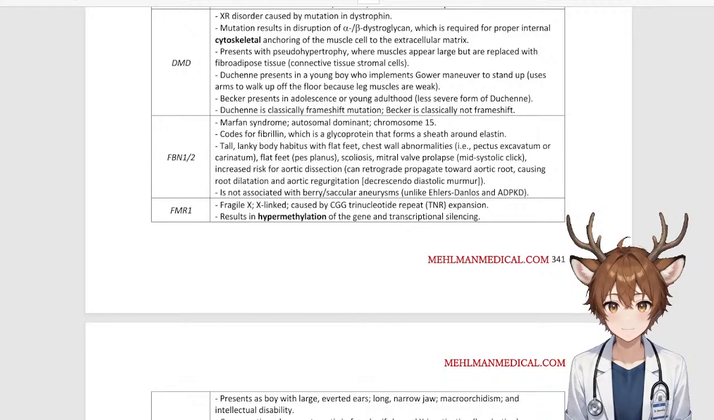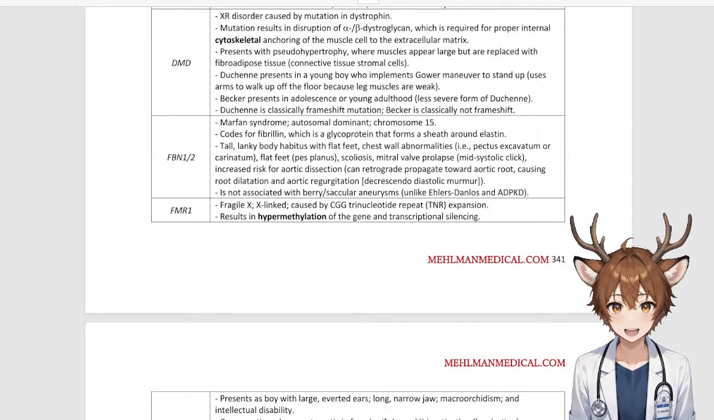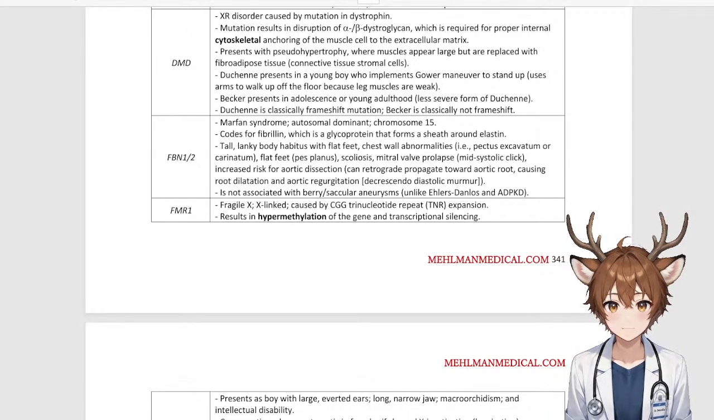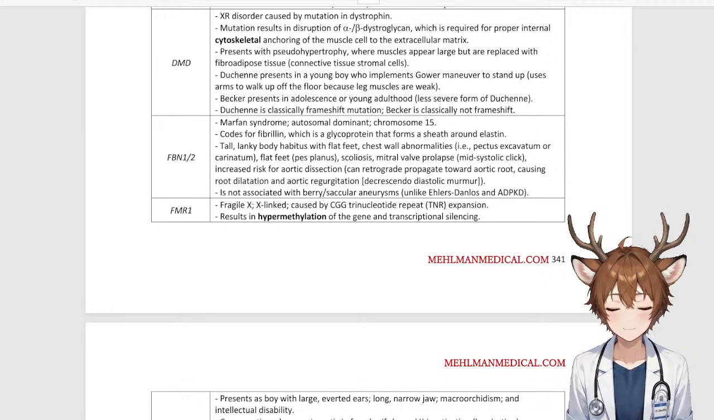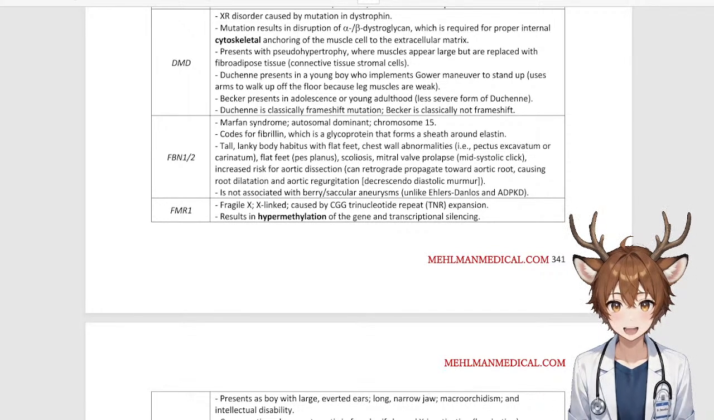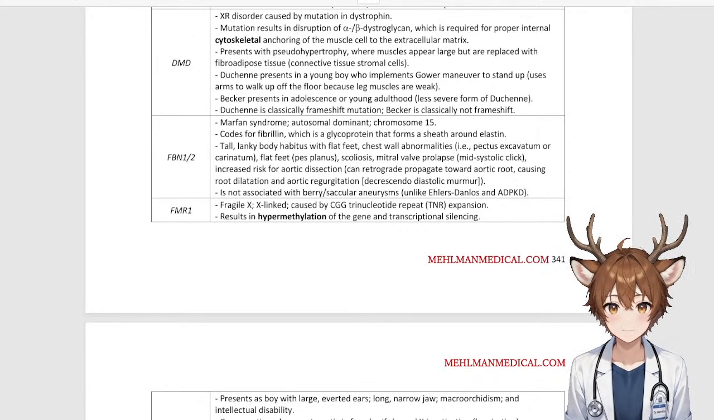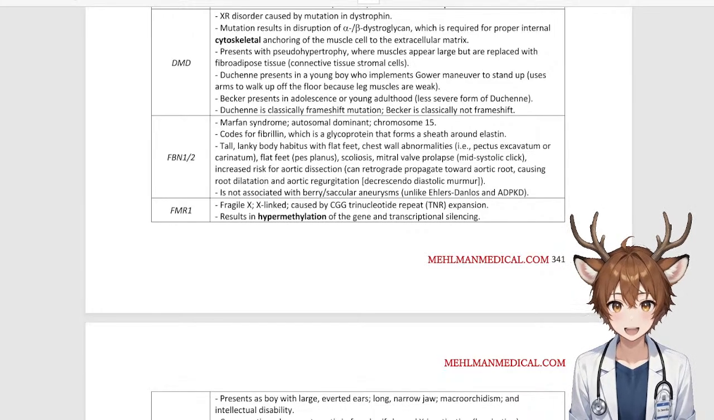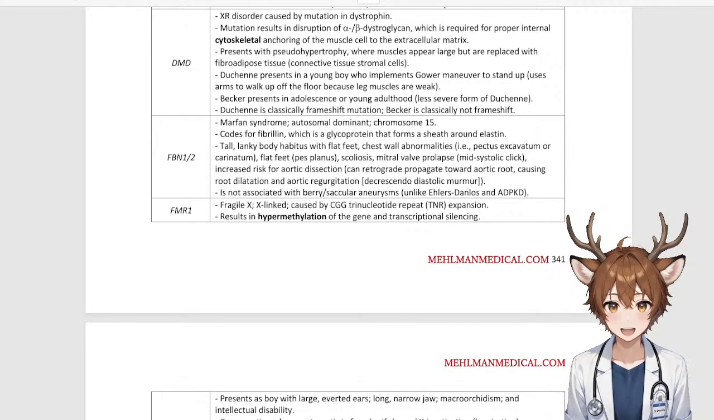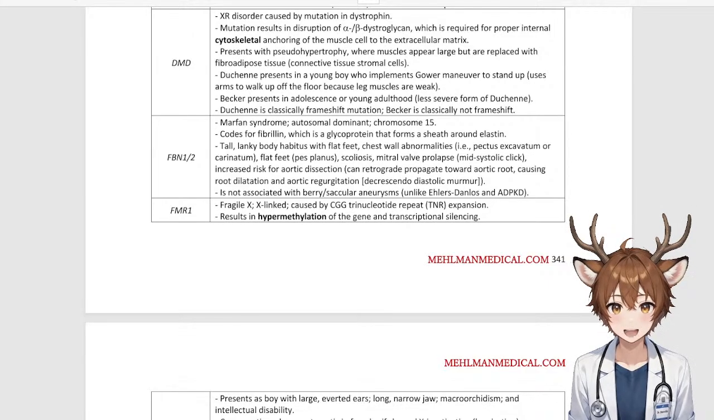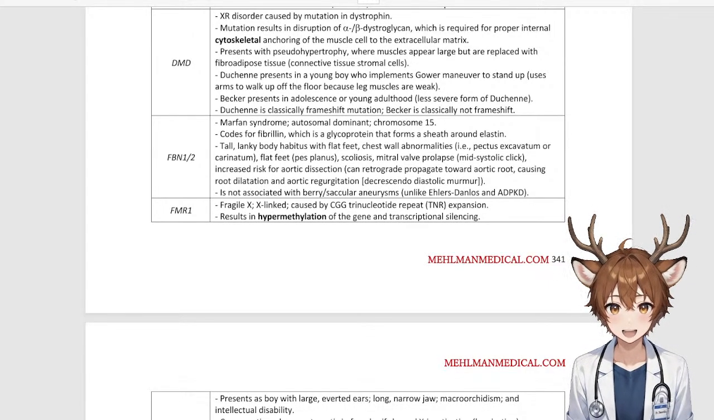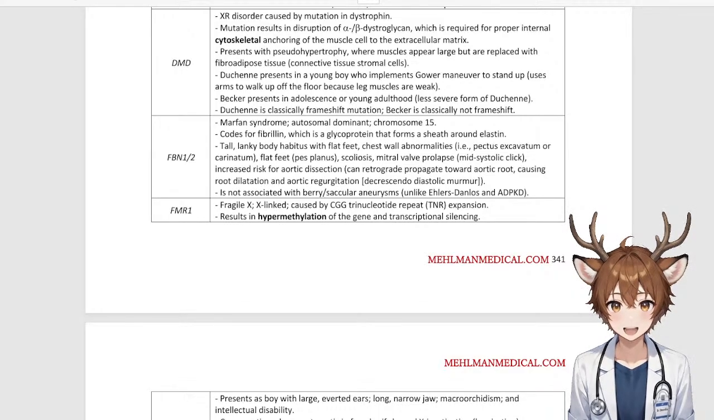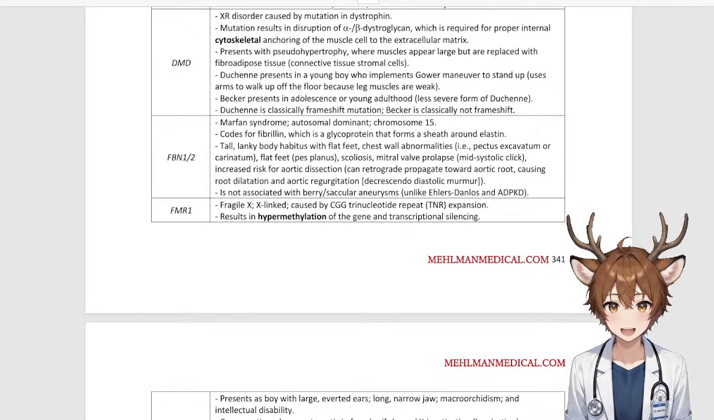Duchenne presents in a young boy. Also, by the way, this disease is Duchenne's muscular dystrophy, DMD, and the gene is DMD. Duchenne's muscular dystrophy presents with a young boy who implements Gower maneuver to stand up, uses arms to walk up off the floor because his leg muscles are weak. Becker presents in adolescence or young adulthood, less severe form of Duchenne's. Duchenne's is classically frame-shift mutation. Becker is classically a non-frame-shift mutation, which is why Becker is not as severe.